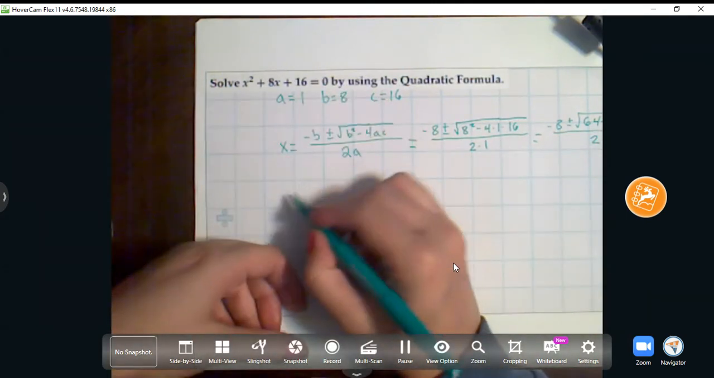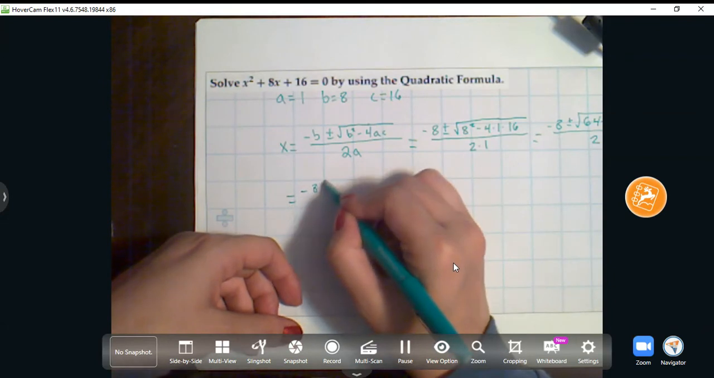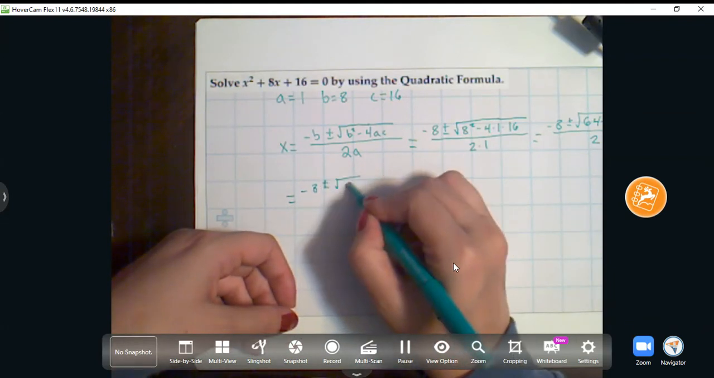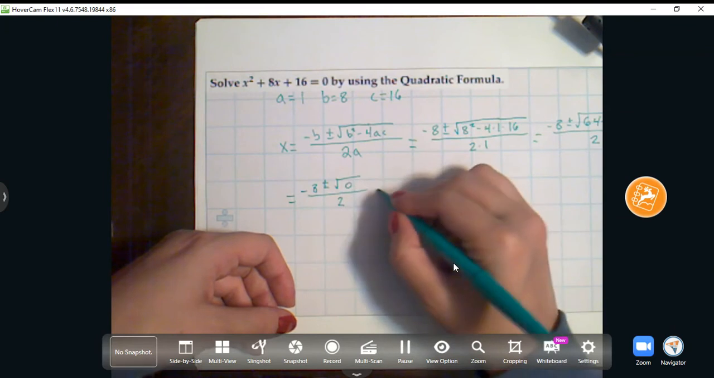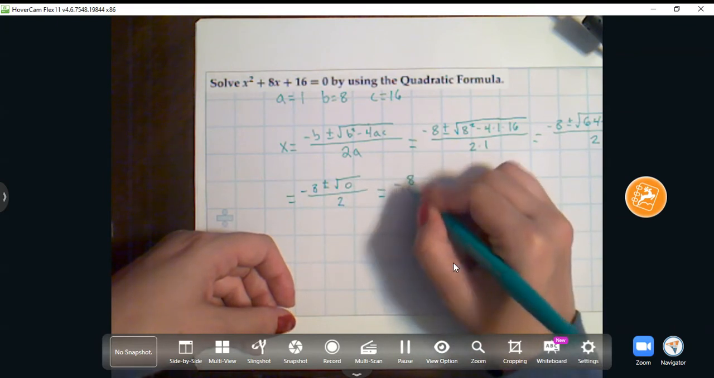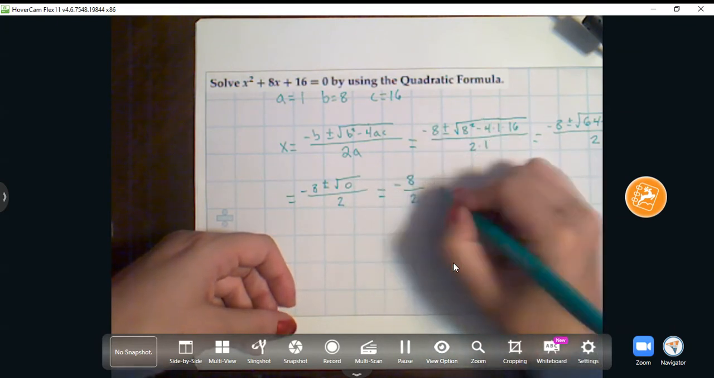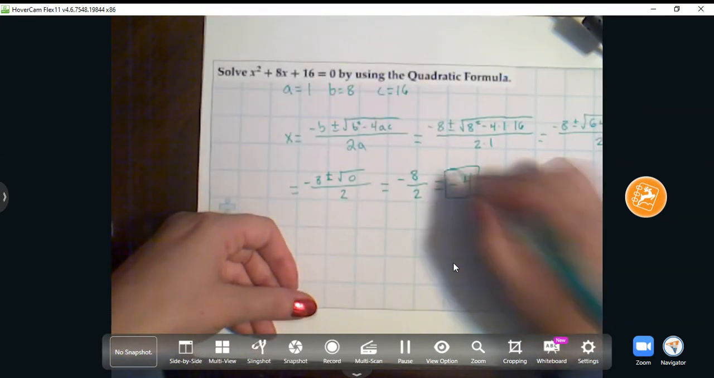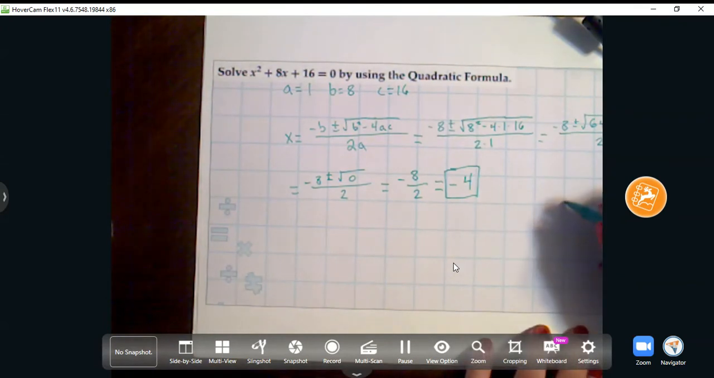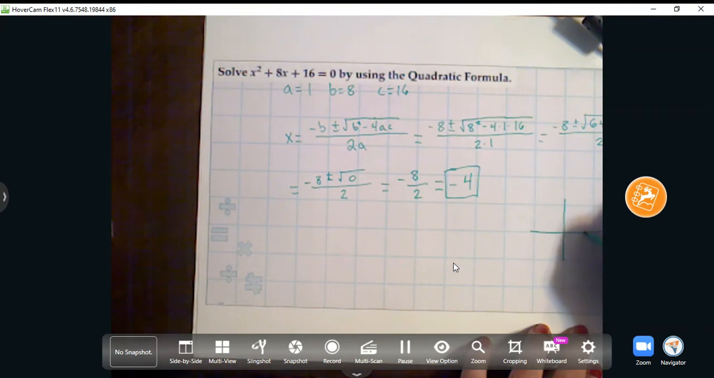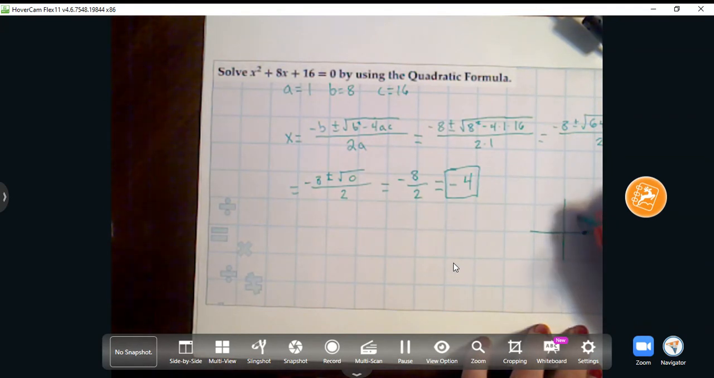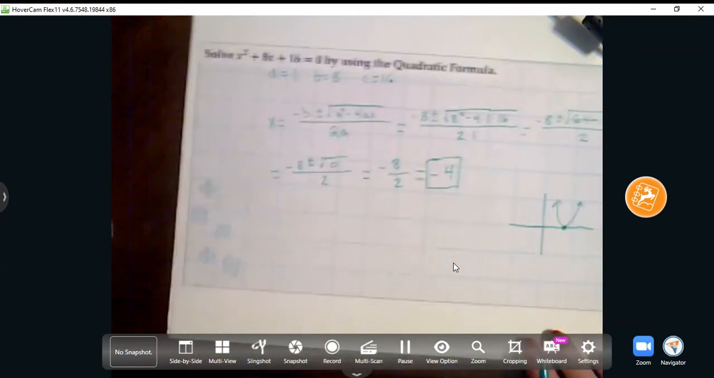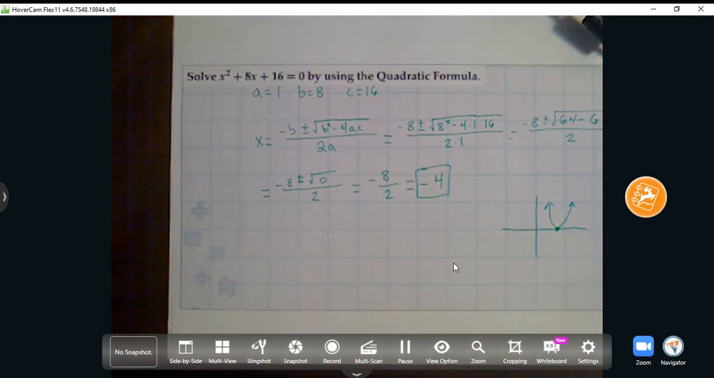Well, hopefully we've noticed that underneath my radical, we're going to get 0. And the square root of 0 is 0, so we get negative 8 plus or minus 0, so we get negative 4. So in this case, we only get one answer. And hopefully we remember that that means that our vertex is going to have to be on our x-axis, which is why we only get one solution.